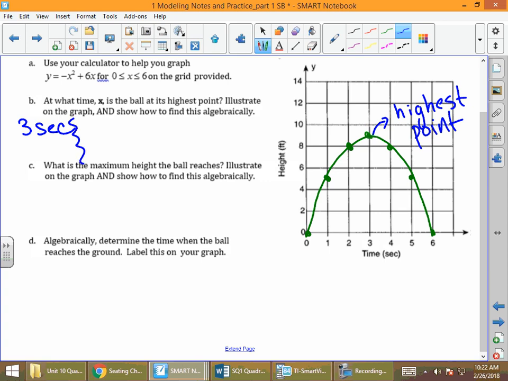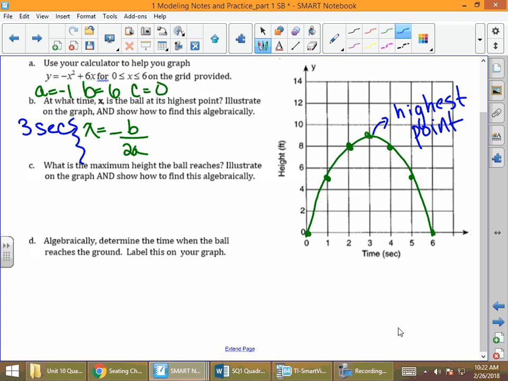But what we also want to do here is do this algebraically. How do we compute this algebraically, especially for those of you who don't have the graphing calculator? Well, we're going to use the formula x equals the opposite of b divided by 2a. And what we see is that a is -1, the number in front of the x squared term. And b is 6, the number in front of the x. C is 0 if you want to get technical on this problem.